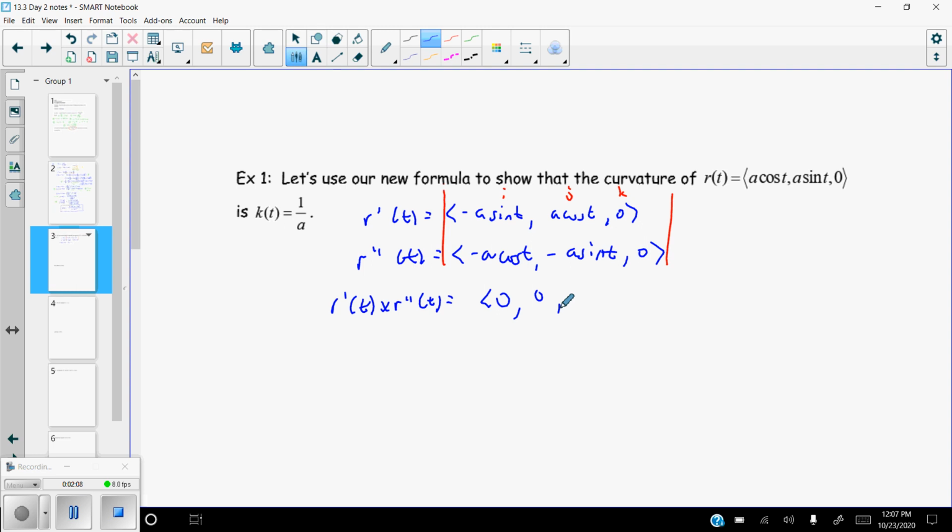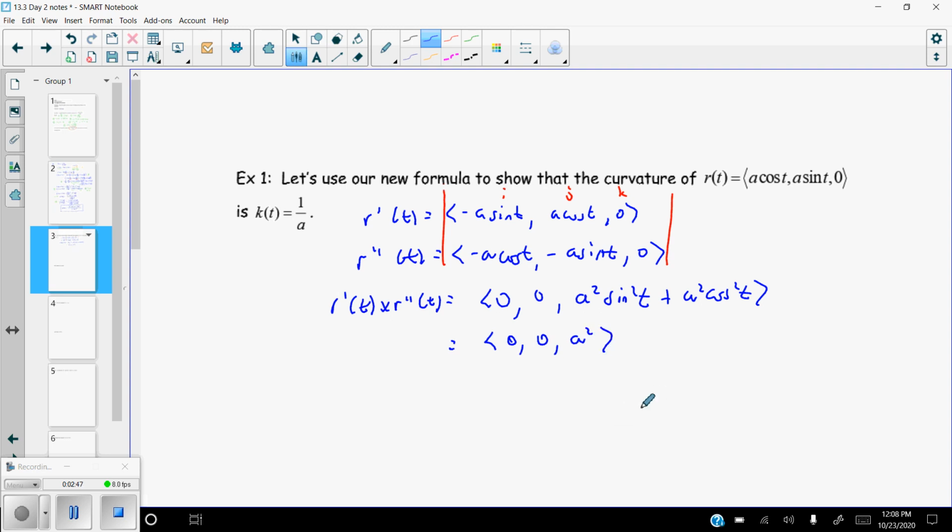Eliminating the k row and column, let's see, we're going to get negative a sine t times negative a sine t, which is going to be positive a squared sine squared t. Minus, because we're going to get a minus a cosine t times a sine t, so it's going to be minus minus, which is plus a squared cosine squared t. If I were to factor the a squared out of that, we're going to get a squared times sine squared plus cosine squared, which of course is 1. So ultimately, for our cross product, we get 0, 0, a squared.